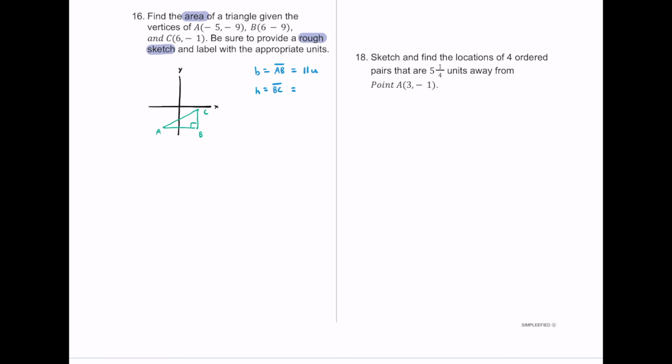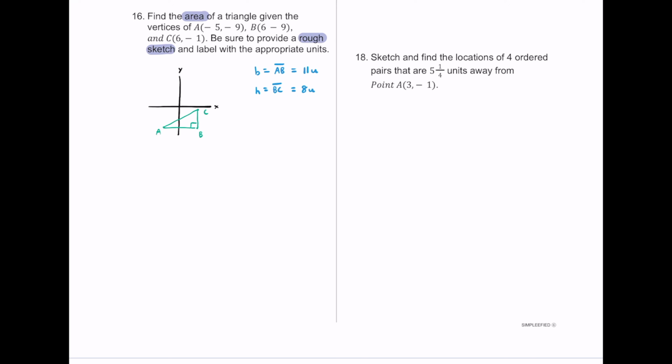And then for BC, that's going to be the height rather. And so between B and C here, what do they have? They have matching X coordinates. So how far apart are their Y coordinates? Well, they're in the same quadrant, so we subtract their absolute values. 9 minus 1 is going to be 8. So this is going to be 8 units, okay?